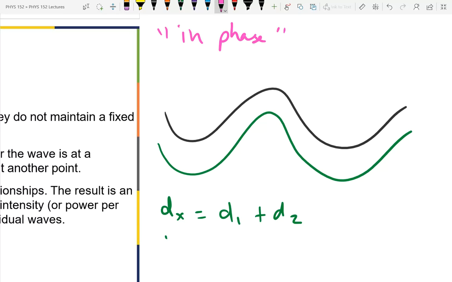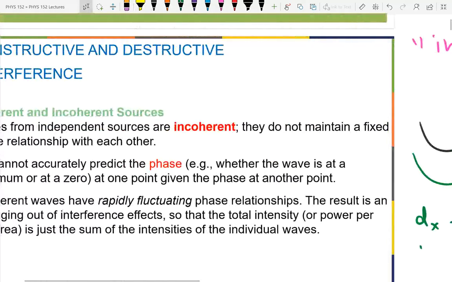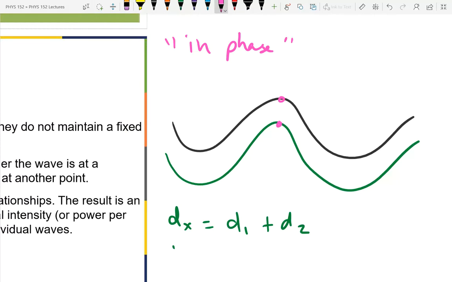In phase means that the time when one has a peak, the other one has a peak. So they're in phase if at the same point they have peaks, the same point and the same time. So if I have light like this that's in phase, then I will have amplitude equal to amplitude 1 plus amplitude 2, and we call that constructive.